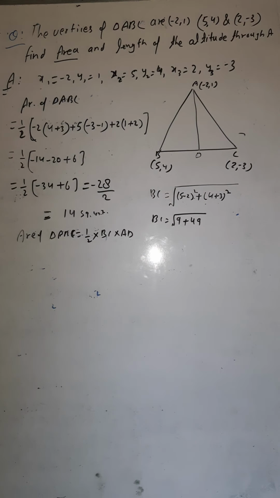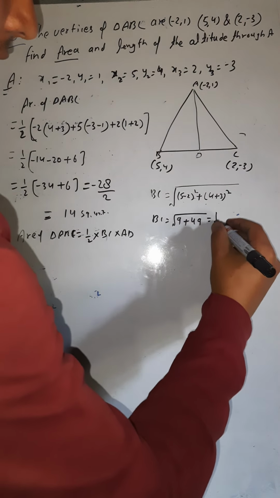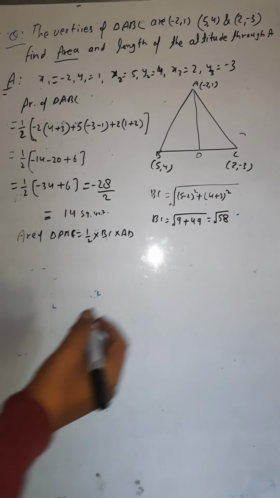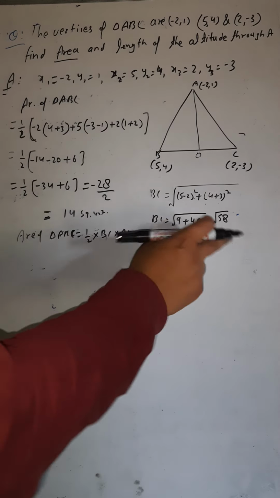5 minus 2 whole square is 9. 7 whole square is 49. So 49 plus 9 would be 58. It is square root of 58. Okay, can you find the square root of 58 in simpler form? If you are just going to divide it, no way, only this would be the answer.